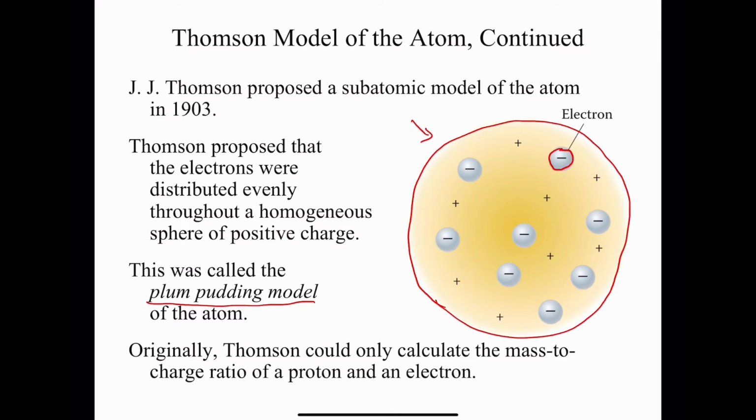That's what they originally thought in 1903. So the electrons are evenly distributed throughout a homogeneous sphere of positive charge. And at that point, he could only calculate the mass to charge ratio of a proton and electron. So he didn't know the mass, he didn't know the charge, he just knew the ratio of the two.